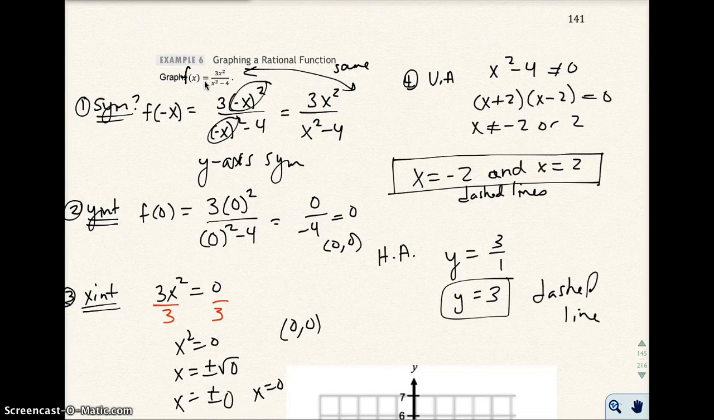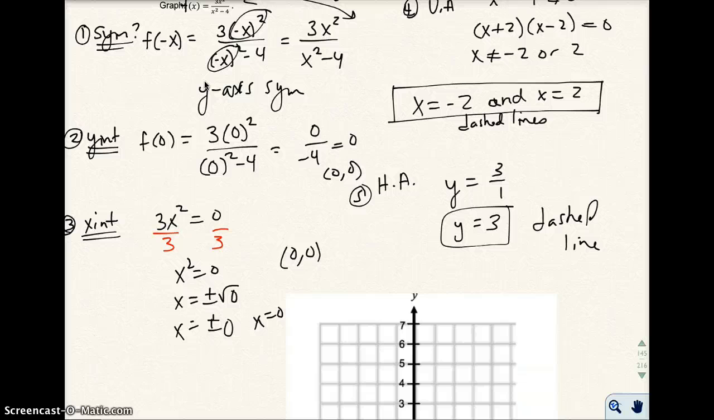Okay. Again, I'm not going to do the next step yet. I'm going to go to step 5 and just do all I know right now. I'm going to plot what I know, and then I'm going to come up with other ordered pairs to help me finish out my graph.